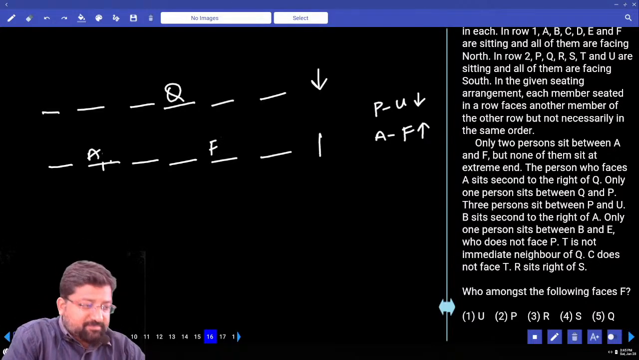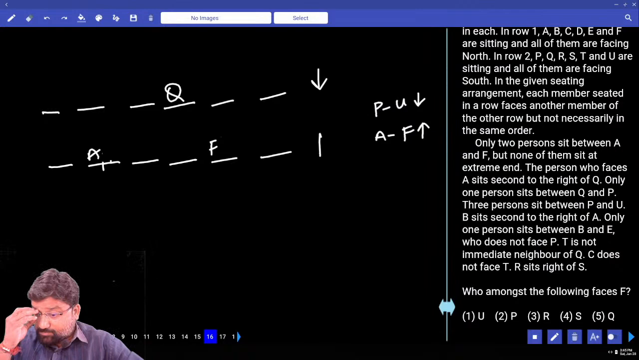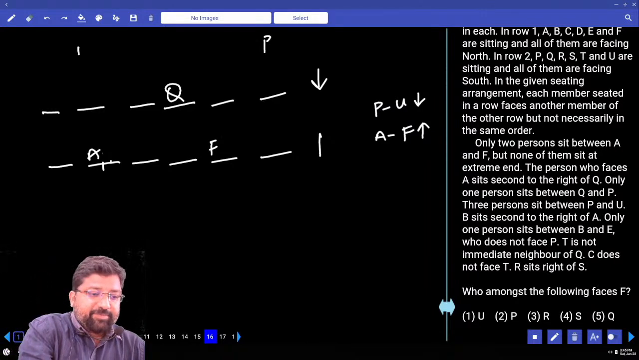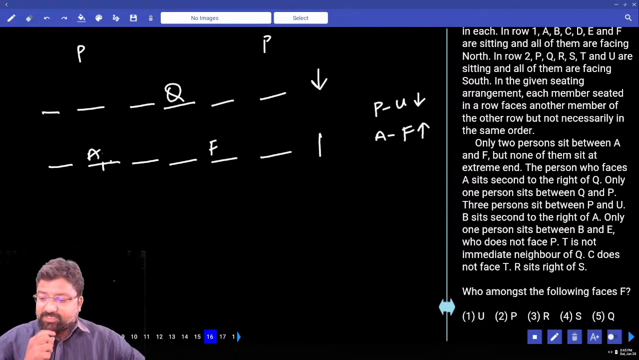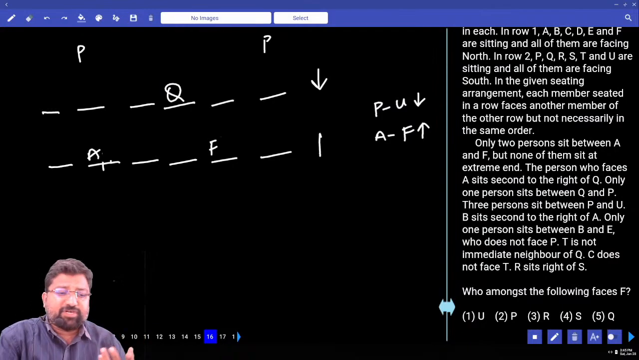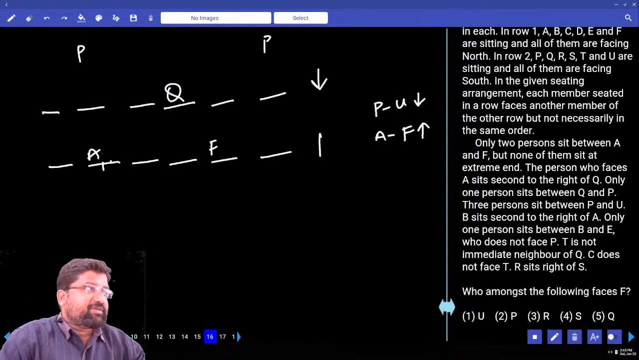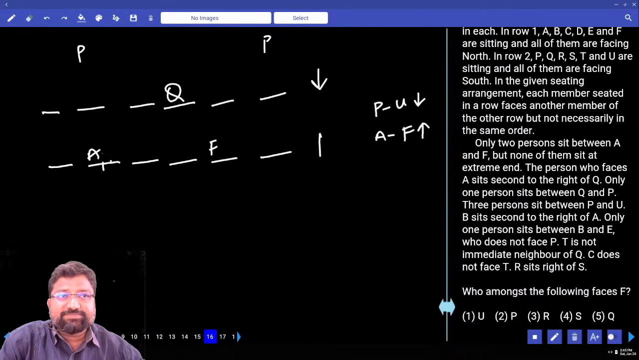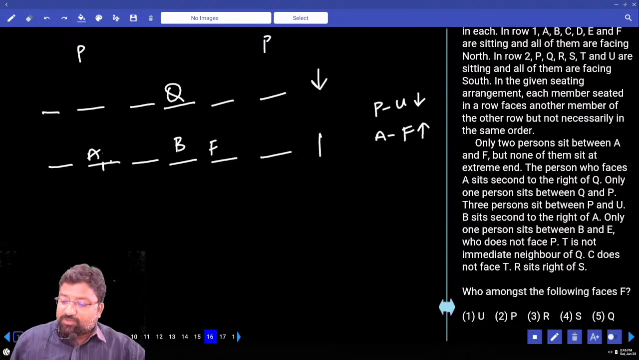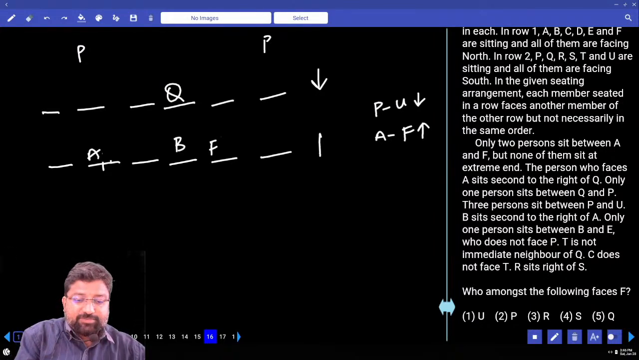Done? Read the next line. Only one person sits between Q and P. How many possibilities? Two possibilities. Next, three persons sit between P and U. We are not sure, first of all, with the position of P. Then how can I fix U? Next line. B sits second to the right of A. A is facing north. Only one person sits between B and E. How many possibilities? One possibility.